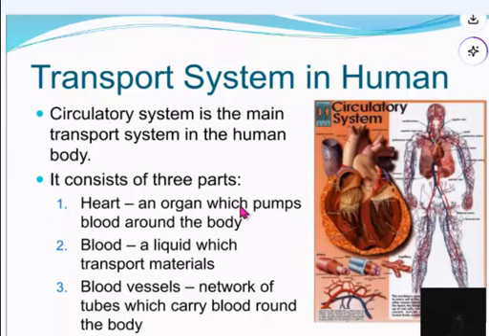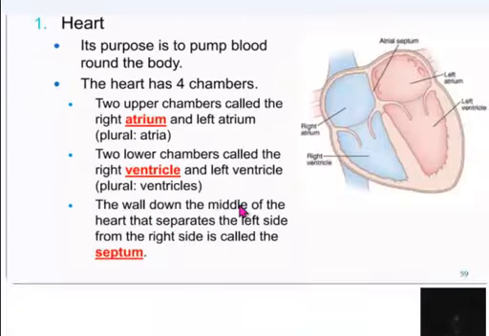When the heart pumps blood, there are vessels that carry it. When the heart pumps that blood, there are paths in which it flows, which are like pipes. That is what we refer to as blood vessels. Networks of tubes, you can see the word tubes there, which carry blood around the body. And the details will be discussed as we go on.